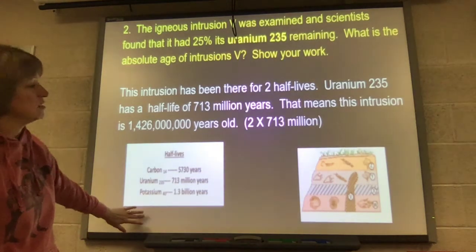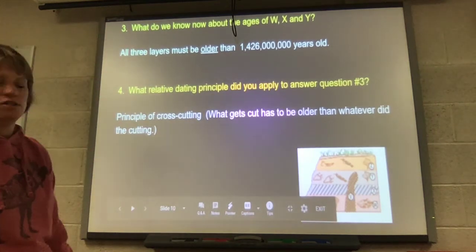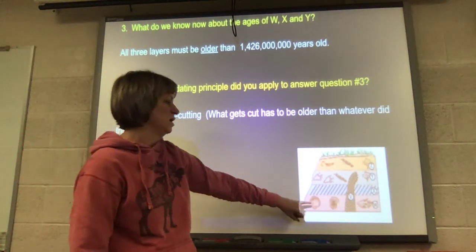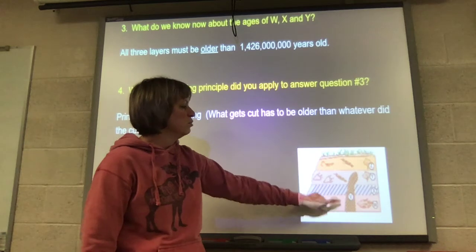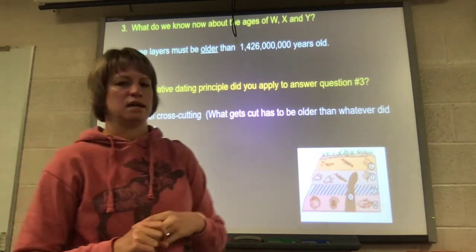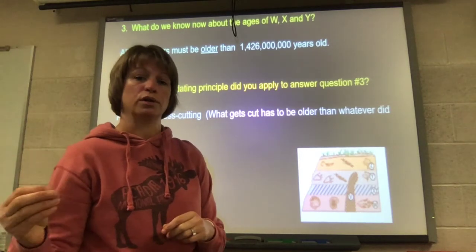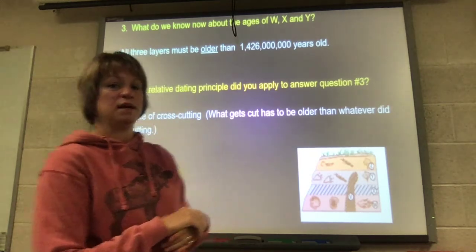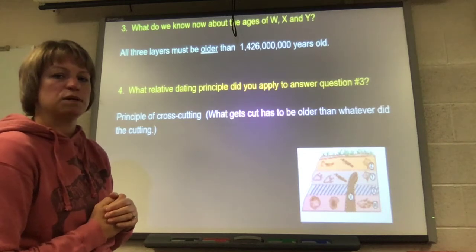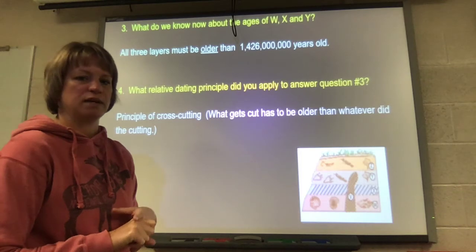Now our next question, our final two, asks what we know now about the ages of W, X, and Y. So we have to find them on the diagram. We notice that the intrusion goes through those layers. What does that make us think? Well, the layers had to be there first. They have to be older in order for the magma to sneak up in. So notice I've underlined the word older. All 3 of those layers must be older than the 1.426 billion years that we calculated.